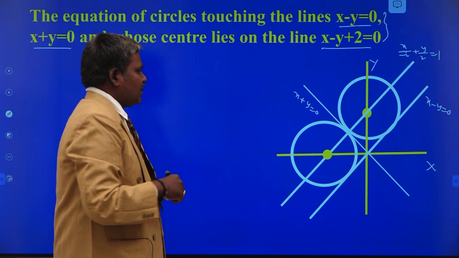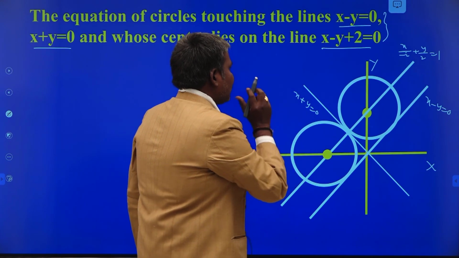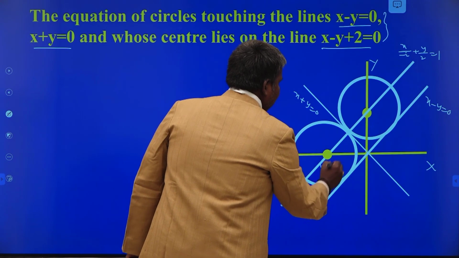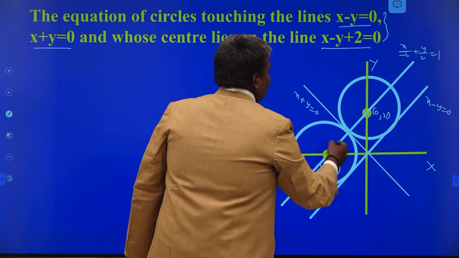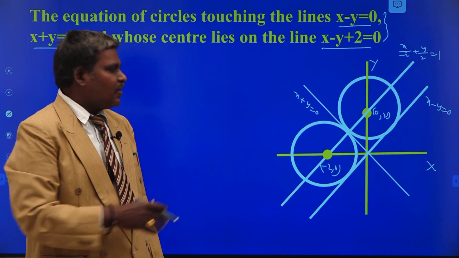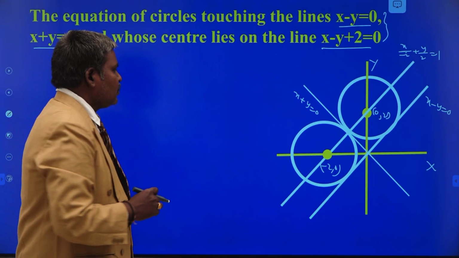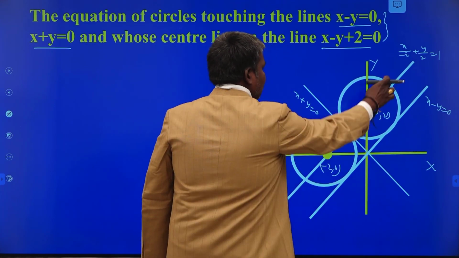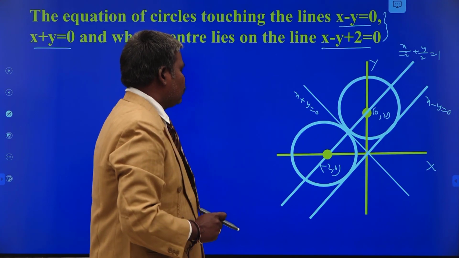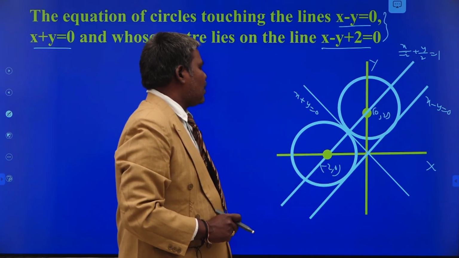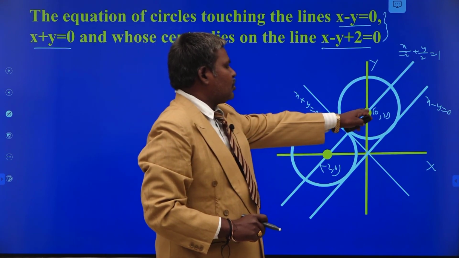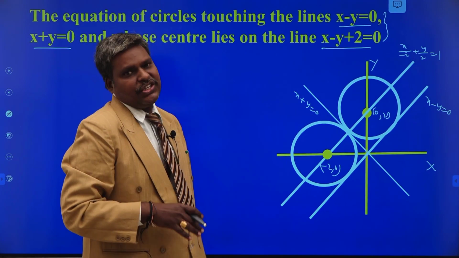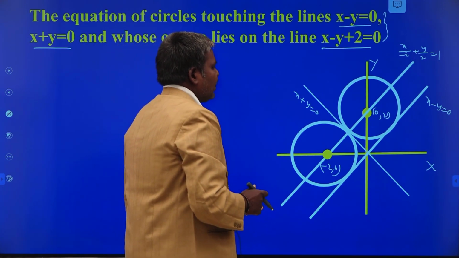This is the line. Your centers lie on what? That is x minus y plus 2 equal to 0. These points are minus 2 comma 0 and 0 comma 2. By drawing the diagram itself, we obtain the centers. Am I correct or not? So, your centers lie on the line, one is the x-axis and the other one is what? x minus y plus 2 equal to 0. By solving these two lines, minus 2 comma 0 is one of the centers and 0 comma 2 is the center of the other circle which satisfies our conditions. Understand? Now, once you get the radius, your job is over.